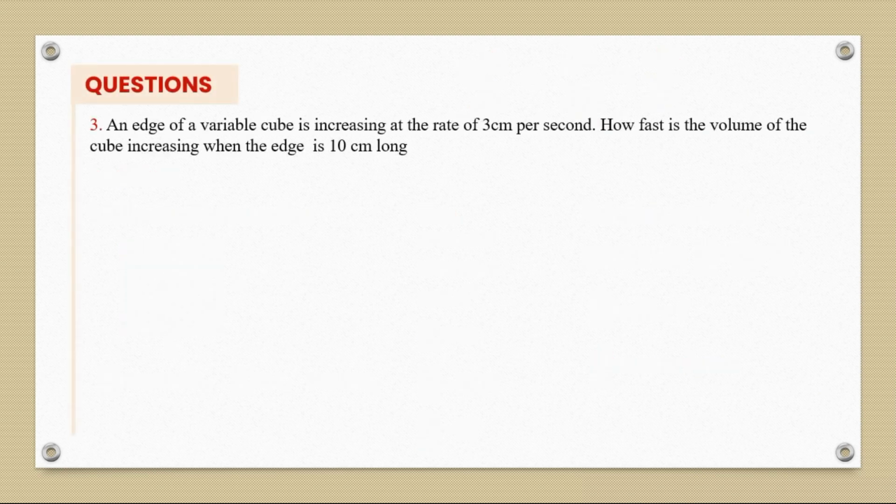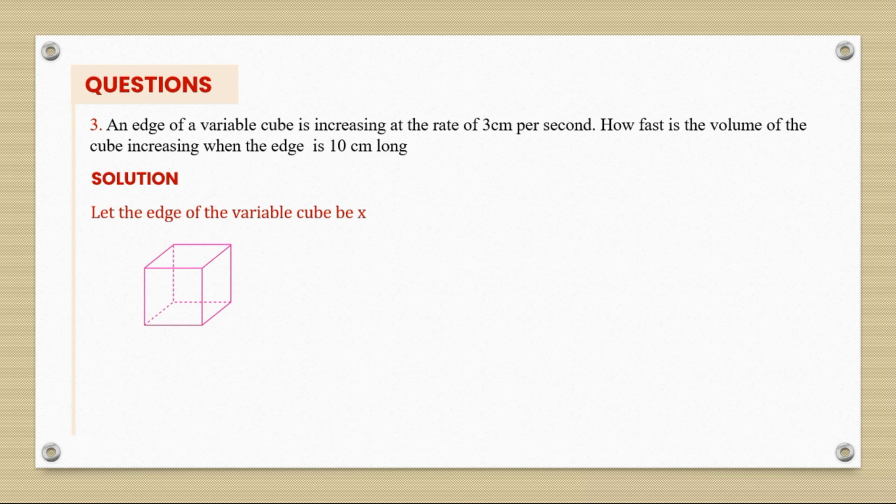Alright, so question number 3. We're being told that an edge of a variable cube is increasing at the rate of 3 centimeters per second. How fast is the volume of the cube increasing when the edge is 10 centimeters long? Alright, let's first label this and let's draw it. So we're going to let the edge of the variable cube be x. So we're going to sketch it. So this is the cube. Remember, in a cube, all edges are equal. So we're going to have x all around, as we have right there.